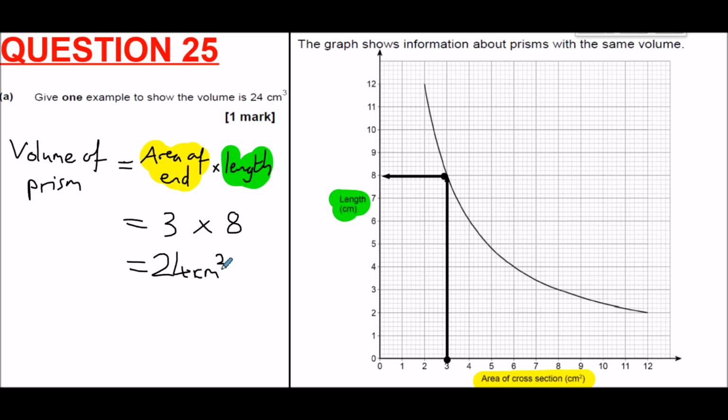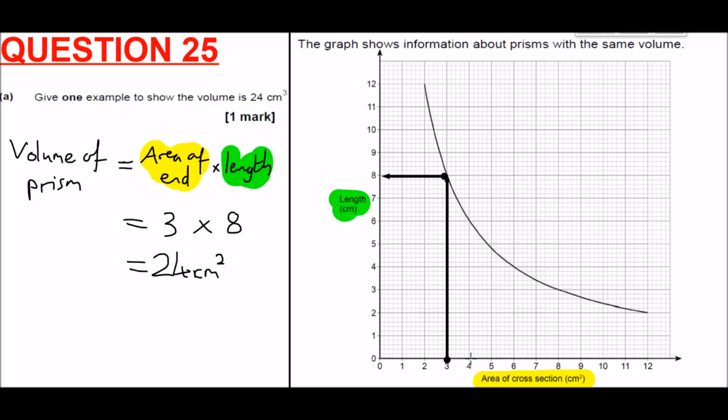So that one example would do. We've picked 3 for the area of the cross-section, multiplied it by the length. That's how you work out the volume of a prism. Area times length. 3 times 8 would give us 24. So as I say, just pick one point on your line. You could have picked different points. It doesn't particularly matter which one you pick.